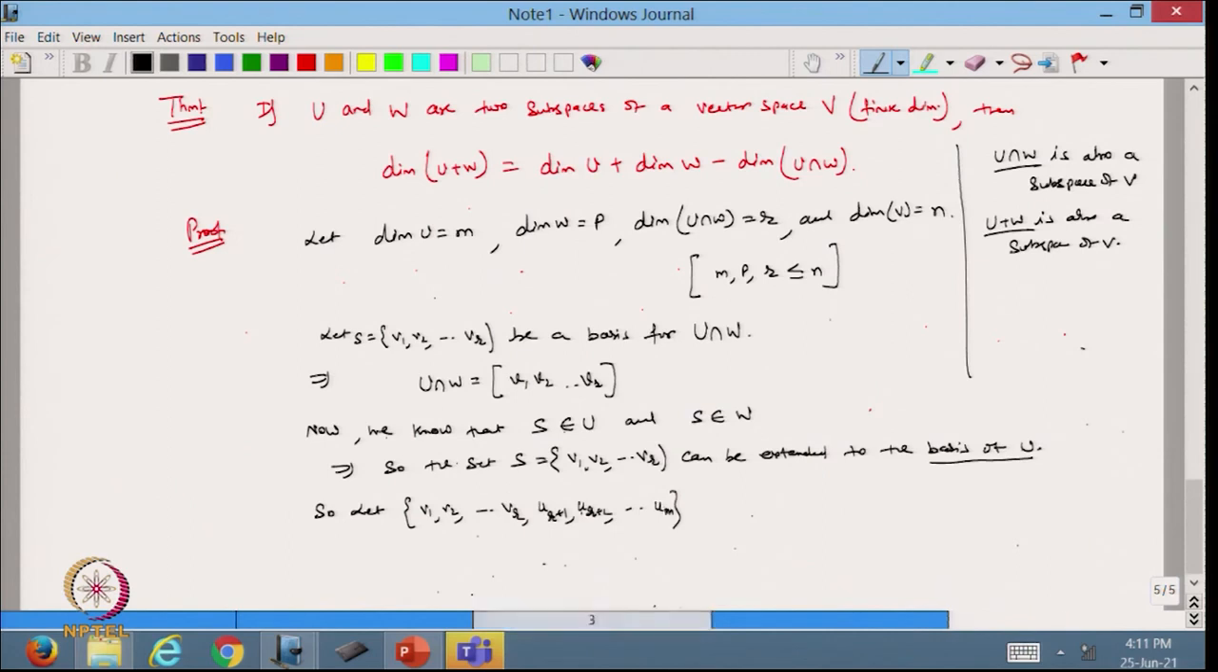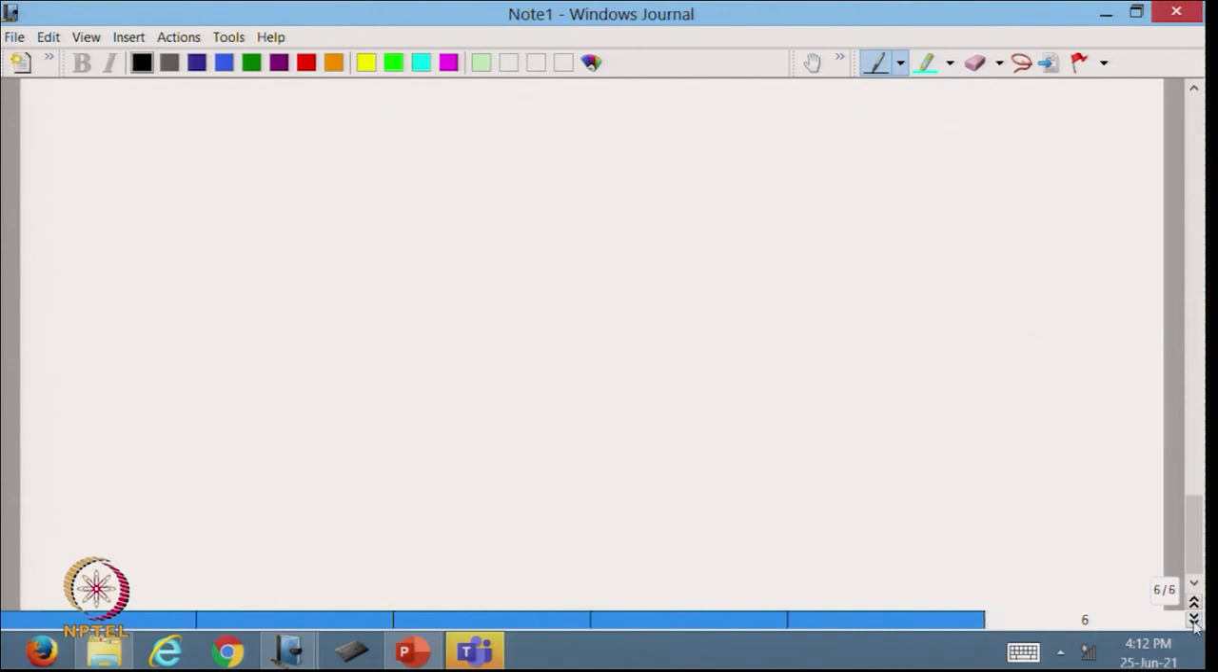And u1 to um, so this is a basis for U. Now, since S also belongs to W, which implies, using the extension theorem, we can extend the set S to a basis of the subspace W.